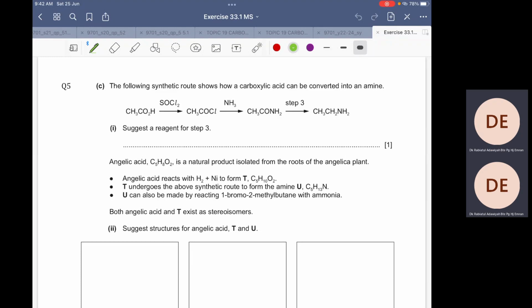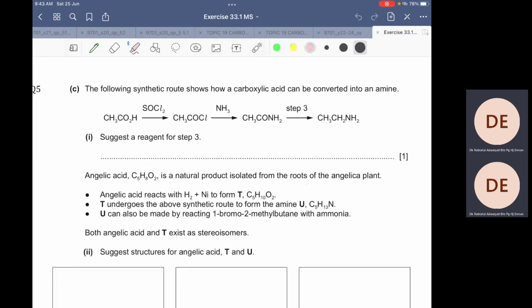Okay, let's start. The following route shows how a carboxylic acid, so you can see COOH, can be converted into amine. Okay, so during this conversion, your COOH will be converted into a COCl, which is an acyl chloride. I hope you can see that. And then CONH2 is an amide. All right, if you cannot identify the functional group just by looking at the structural formula, then I suggest you draw it out.